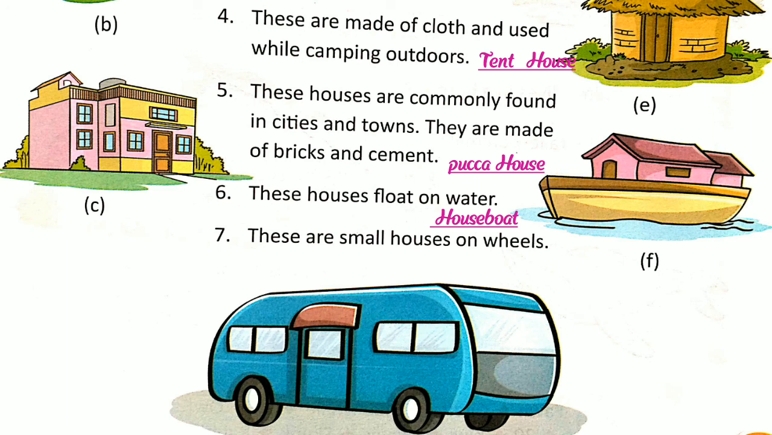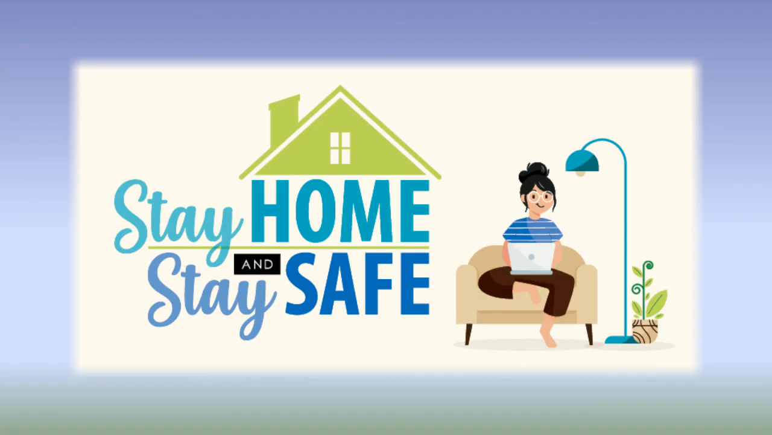Now number 7 and the last. These are small houses, houses on wheels. Which type of house? Here we can see a house on wheels. These are small houses, houses on wheels, and also temporary houses. So it is a caravan. So it's a caravan. You all enjoy. Very good.